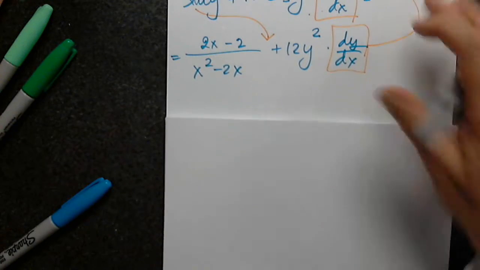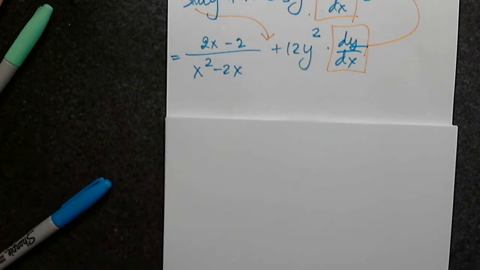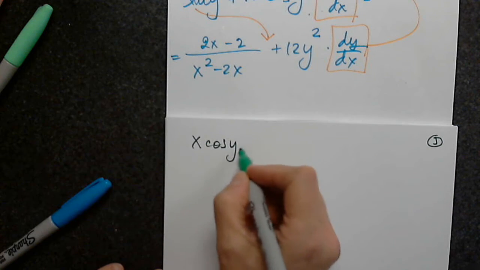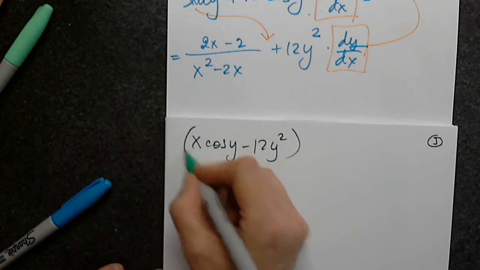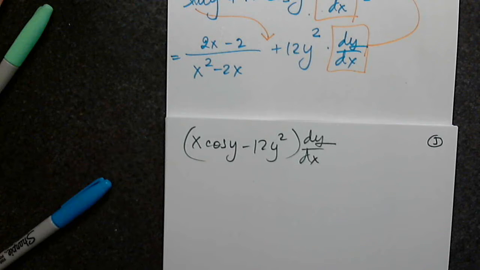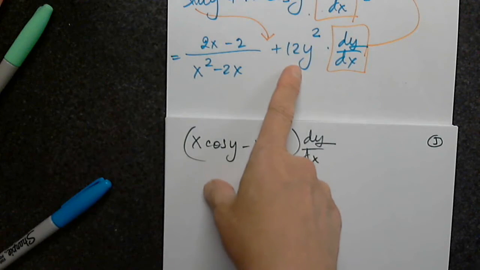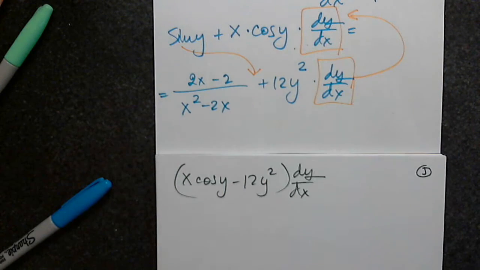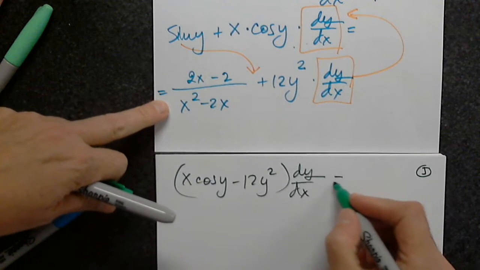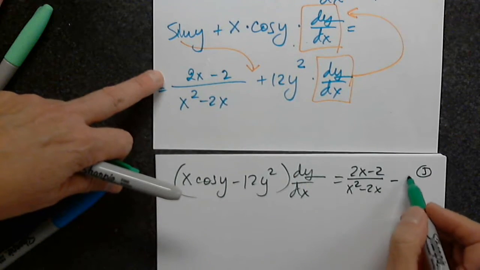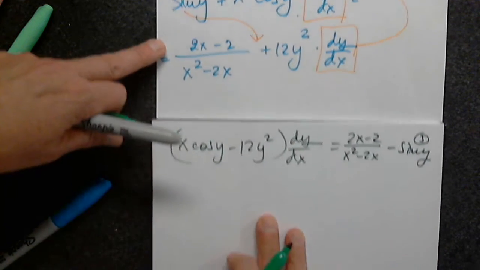So then, we have x cosine y minus 12y squared dy over dx. When I move the terms, I also try to cut back a little bit, if possible, on writing. So this, when I moved it to the left-hand side, it becomes negative, and I factor out dy over dx. Then the right-hand side is 2x minus 2 over x squared minus 2x, and obviously minus sine y.